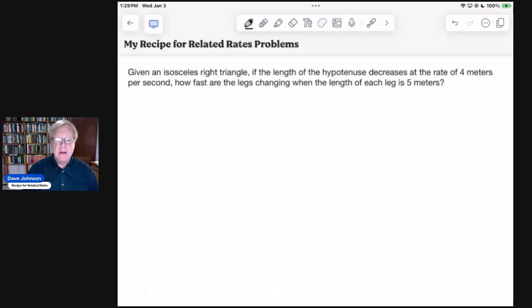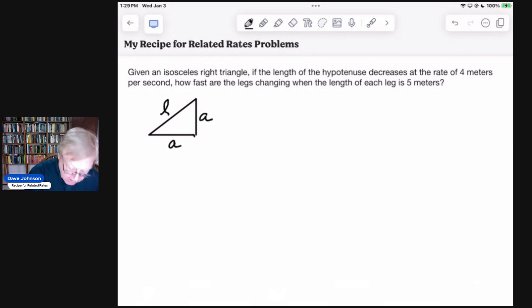And it's often a very good idea to draw a picture. So I'm going to draw a picture of an isosceles right triangle. And so it's a right triangle. Isosceles means that the two legs are the same length. And I'm going to label those legs A. And then I'm also going to label the hypotenuse L.